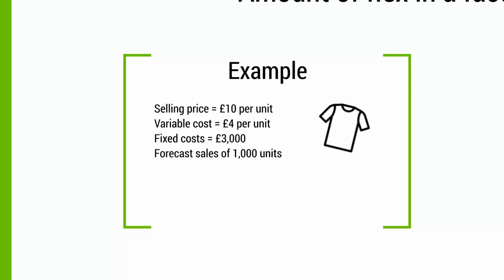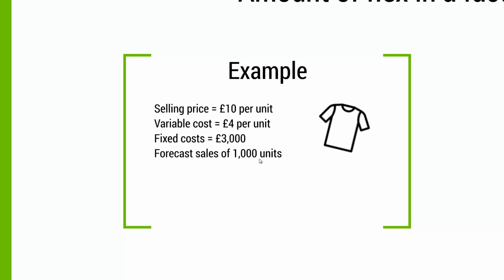We then have our fixed costs. These are the costs that we will incur regardless of production volume. So this will be things like the rent on a factory, etc. You'll have to pay this regardless of what happens. And we predict that we will sell 1,000 units.